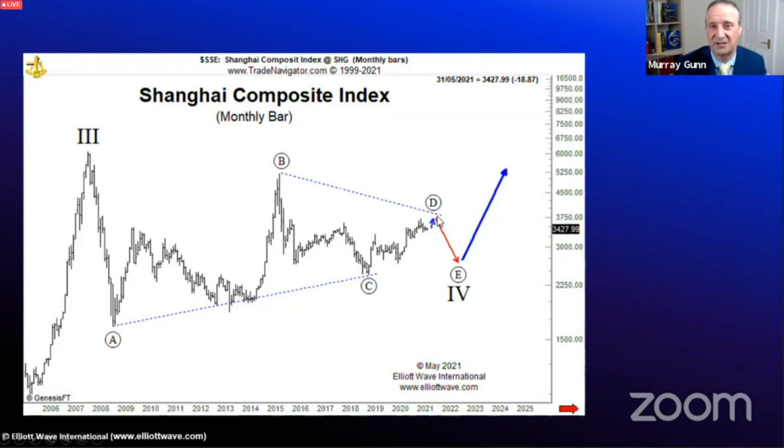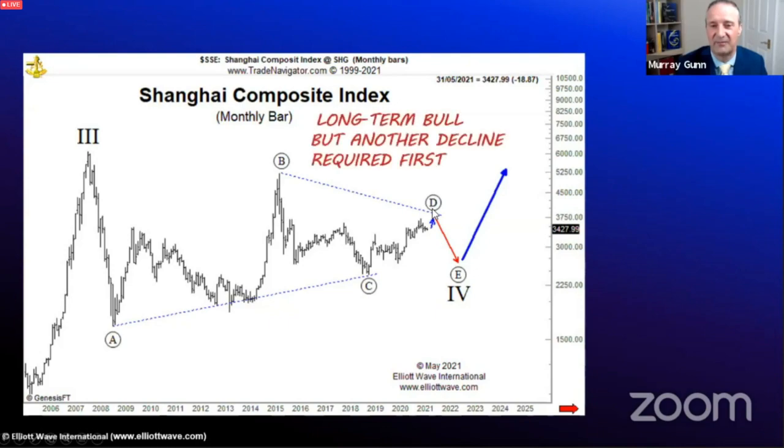more to go on the upside in the very short term for China, but really for this market, it is in a long-term bull market, given the triangle pattern, but the triangle was yet to complete, which means that China is due another decline first, again, which might tie in with other markets coming down.